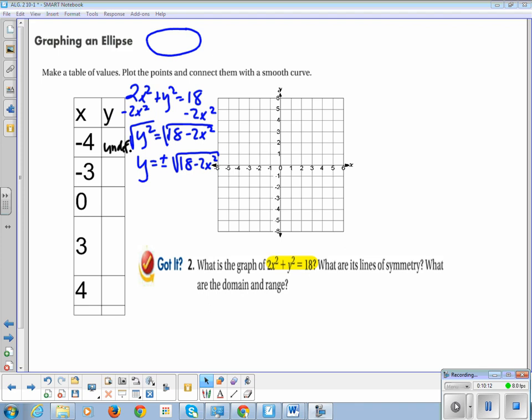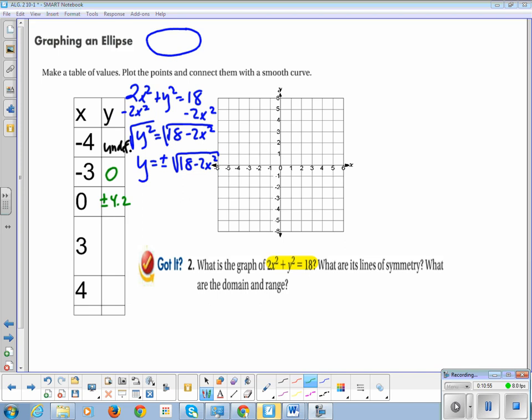All right, let's plug in negative 3. Negative 3 squared is 9, times 2 is 18. 18 minus 18 is 0. So that's plus or minus 0. Yay, a real number. Then we have x is 0. 0 squared is 0, 2 times 0 is 0, 18 minus 0 is 18, and the square root of 18 is 4.2. So this is plus or minus 4.2.